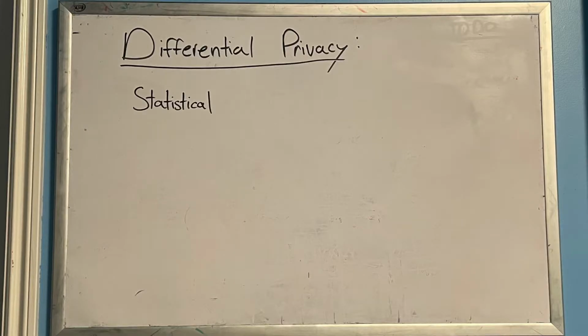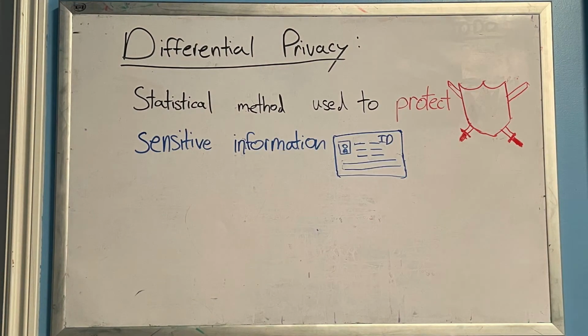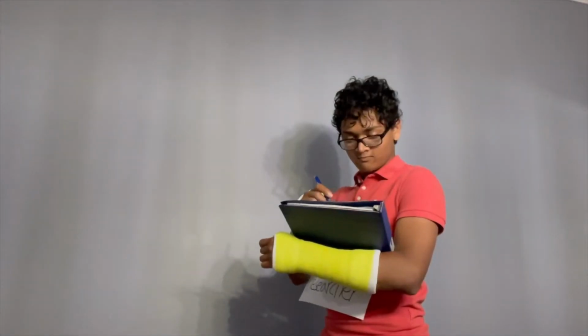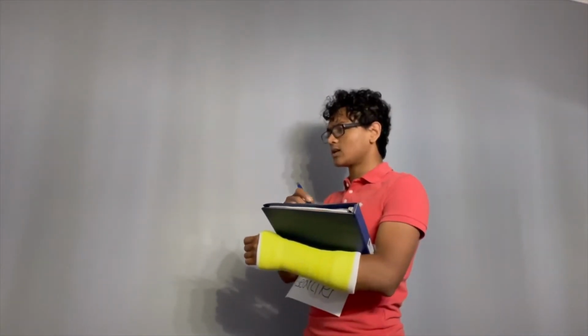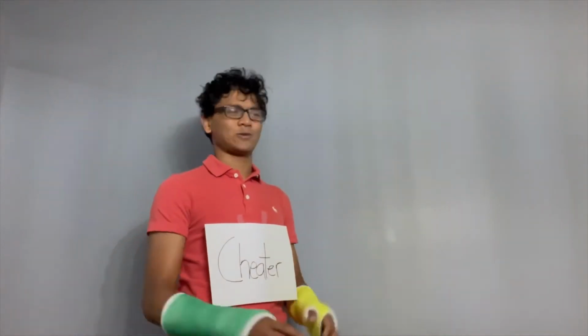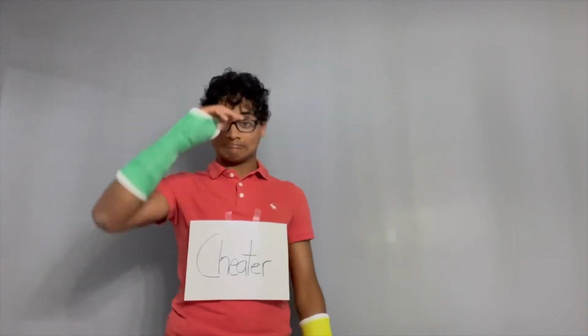Differential privacy is a statistical method used to protect sensitive information by injecting randomness into datasets. So what does that mean? Say I'm a researcher conducting a survey to figure out what % of high school students have cheated on an exam. Reasonably, some students may feel worried that their response will be used against them and may even lie as a result. However, we can prevent this by asking them to use the following steps when answering the question.